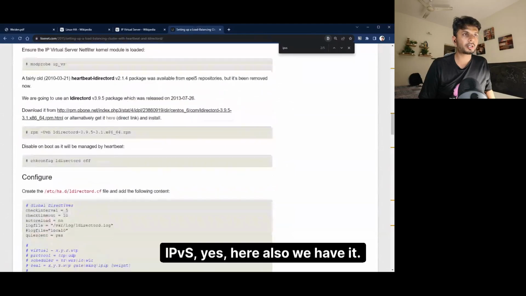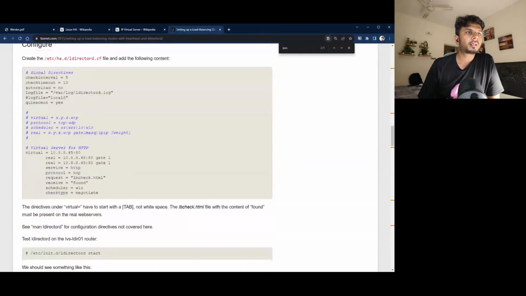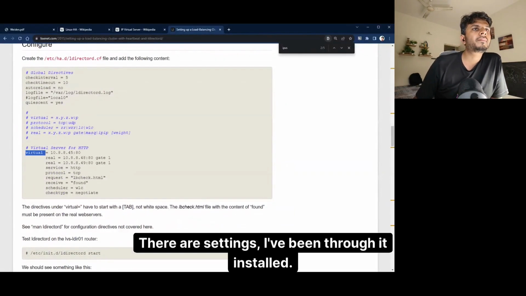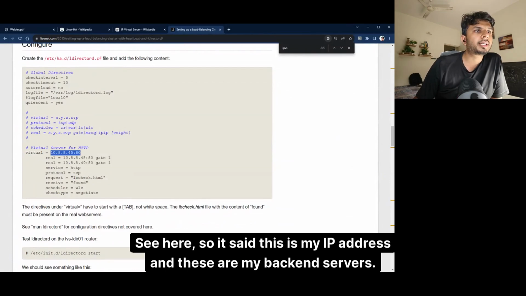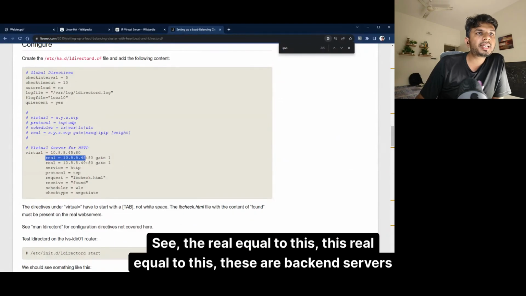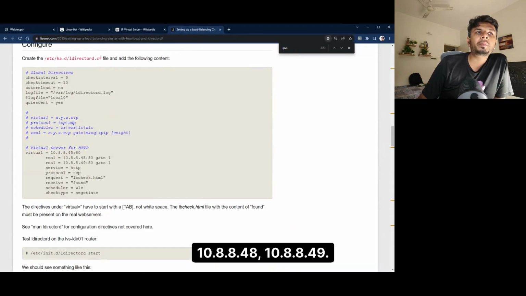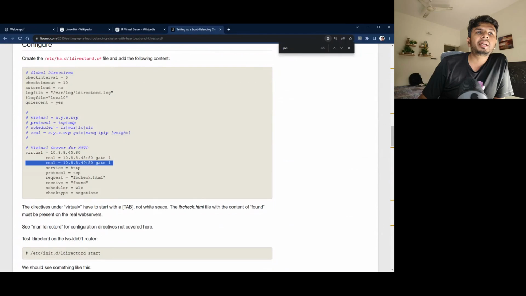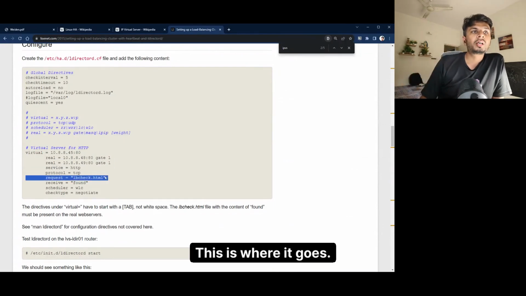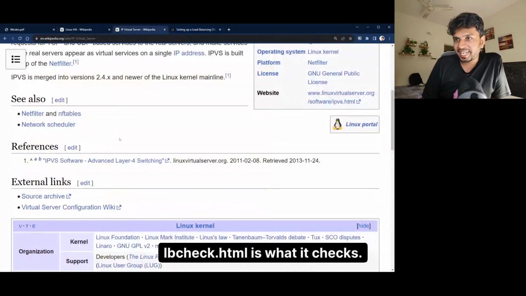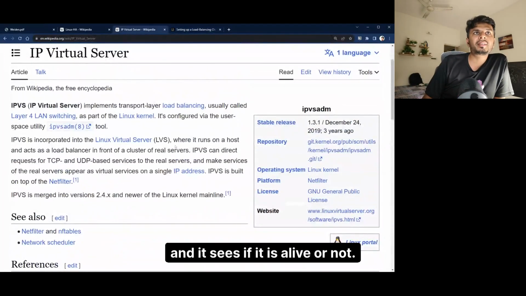I think here also we have it. IPVS, yes, here also we have it. There are settings. I went through it, installed. See here. It says this is my IP address and these are my backend servers. See, real equal to this, real equal to this, these are the backend servers that are there. 10.8.8.48, 10.8.8.49. This is where it goes. lbcheck.html is what it checks, and it sees if it is alive or not.